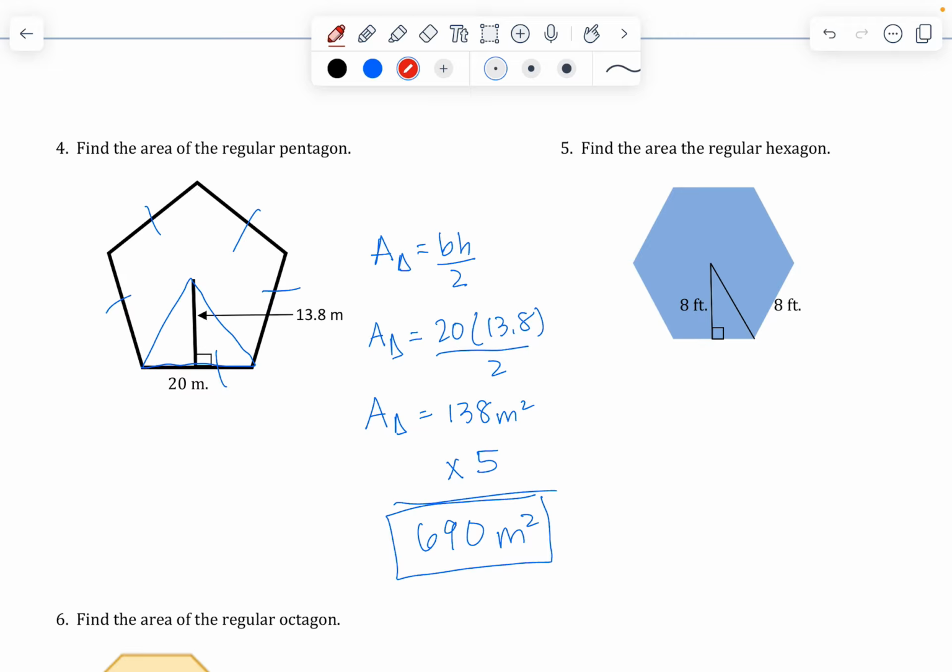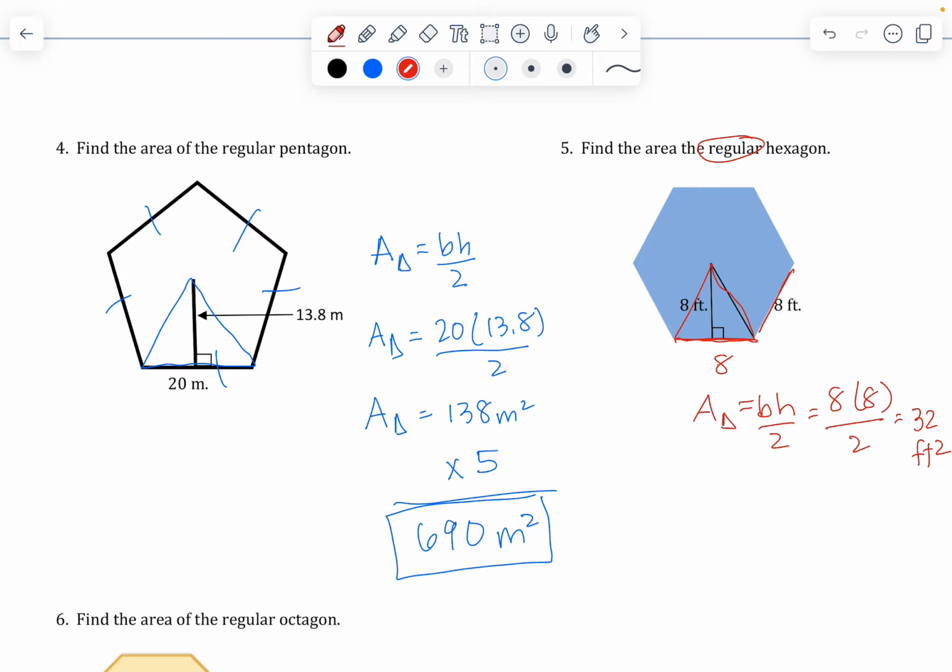Let's move on to number 5. You can see this side length right here is 8, and it is a regular hexagon. So this side length right here is also 8. Let's draw in a triangle, and let's find the area of the triangle. Remember, base times height divide by 2. So 8 times 8 divide by 2. I believe that comes out to be 32 feet squared.